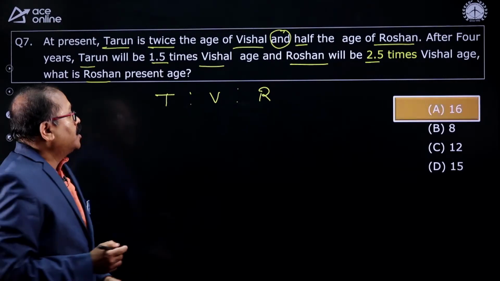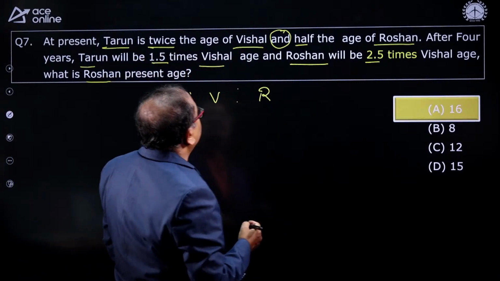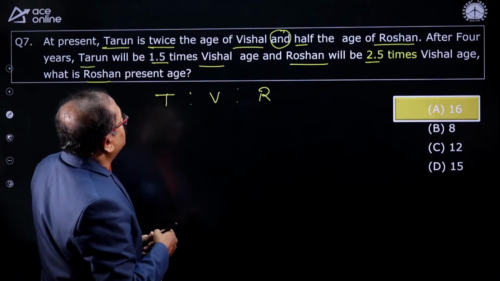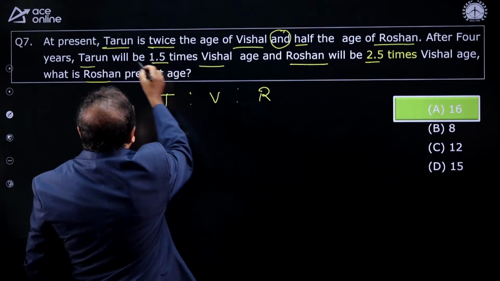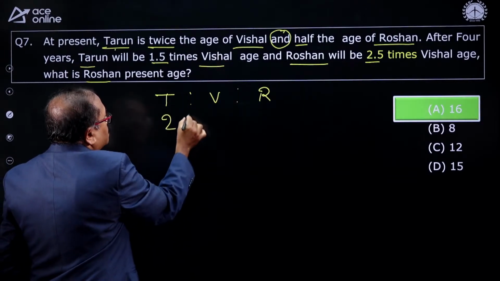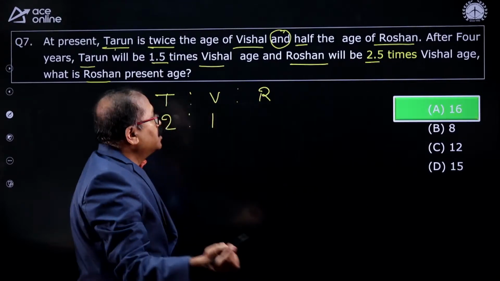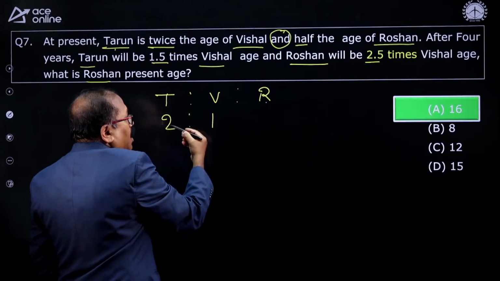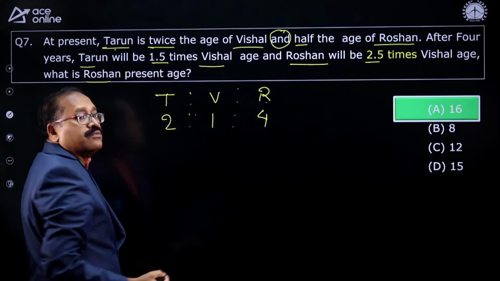Now, here Tarun is twice the age of Vishal. So Tarun is twice of Vishal. So 2:1 ratio. And half the age of Roshan. Roshan's half, that means Roshan will be double. That is 4. This is the ratio given, Aman.